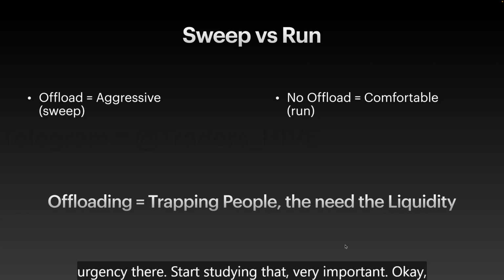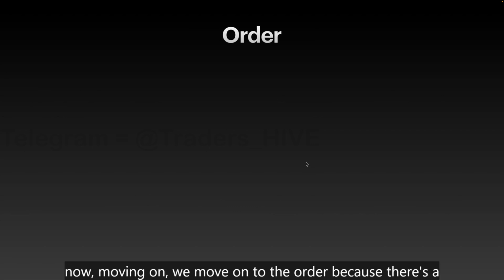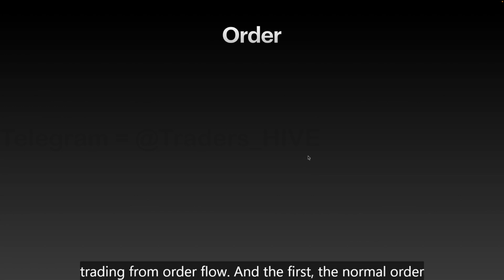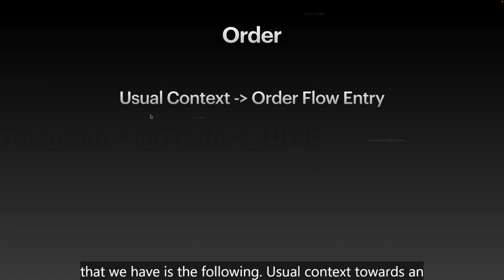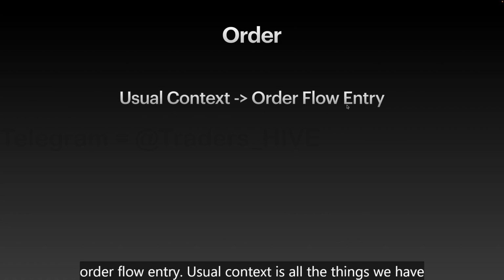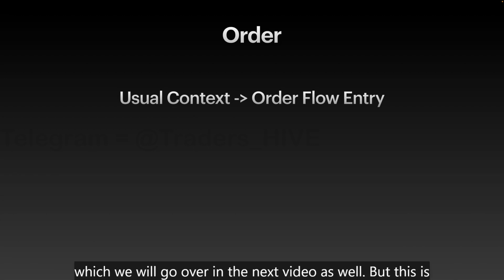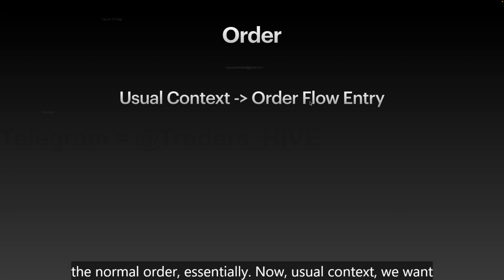Very important. Okay, now, moving on, we move on to the order because there's a certain order that we need to stick to when it comes to trading from order flow. And the normal order that we have is the following. Usual context towards an order flow entry. Usual context is all the things we have gone over thus far. Order flow entries is not necessarily something we've gone over thus far. The market maker model, which we will go over in the next video as well. But this is the normal order, essentially.